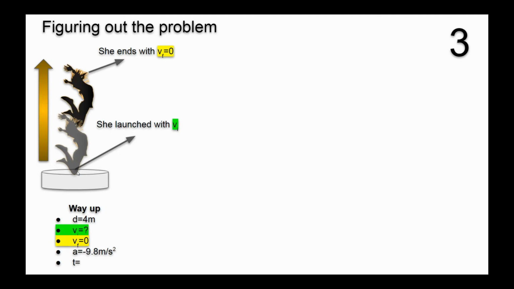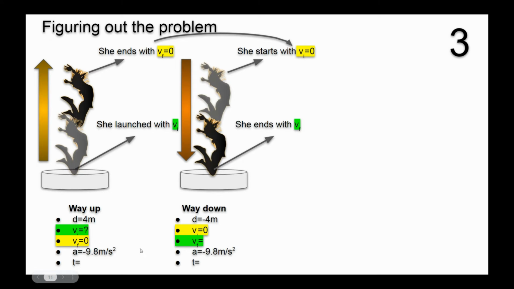So she launches with a VI on the way up. She ends with VF equals 0, and we said she somehow managed to clear 4 meters in the gravitational field of the Earth. Then she begins to fall. So this VF of 0 becomes the VI of 0 in the next problem. The launch of VI will end with VF over here. By symmetry, whatever speed she jumped with, it went down to 0, and as she falls, she will regain all that speed. I colored them both green because those values will repeat by symmetry.